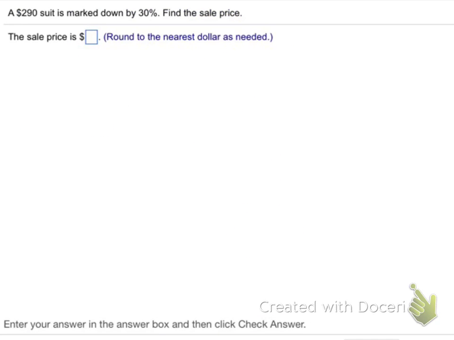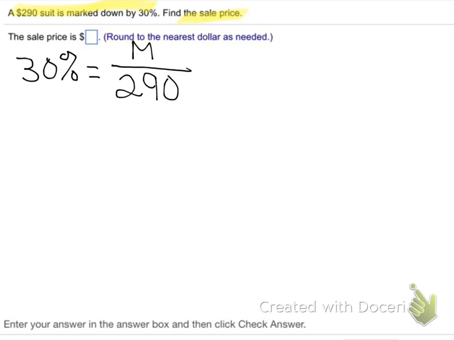All right? A $290 suit is marked down by 30%. Find the sales price. So this one's a little bit different. We are given a starting point and the percent marked down. Okay? So a $290 suit marked down by 30%. Find the sales price. So 30% is the marked down, and we know that marked down over original, the markdown amount over the original. Okay, so we're looking for that M value. So how do you get M by itself?